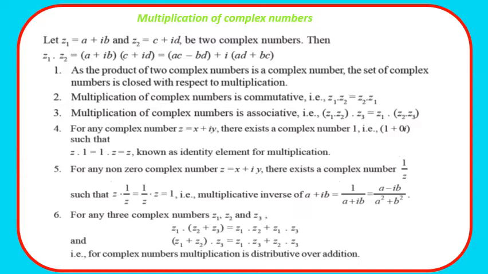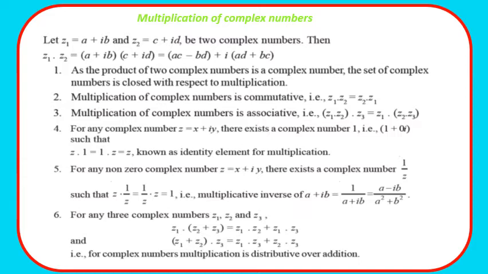And for any non-zero complex number z equals x plus iy, there exists another complex number 1 upon z such that z into 1 upon z is equal to 1 upon z into z, which equals the multiplicative identity, that is 1. And the multiplicative inverse of a plus ib, that is 1 upon a plus ib, will be equal to a minus ib upon a square plus b square.